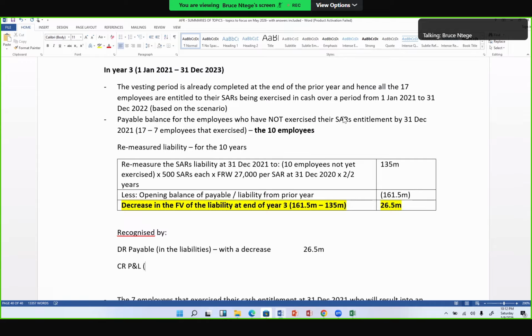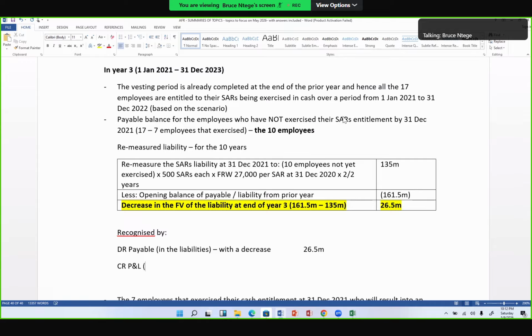When the fair value changes, it can change by increase or by decrease. That's why the principle was any fair value change on the remeasured liability goes to P&L. In this case, in year 3, it has been changed by a reduction in the liability. So I'm crediting the P&L in form of a share-based payment expense credit. Now I've dealt with the 10 employees.